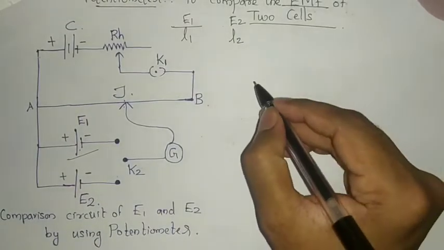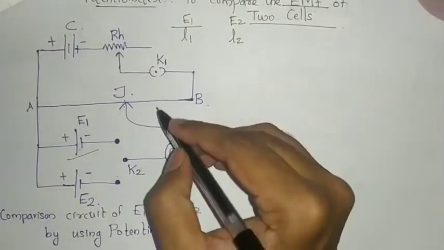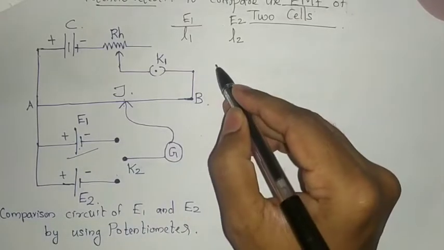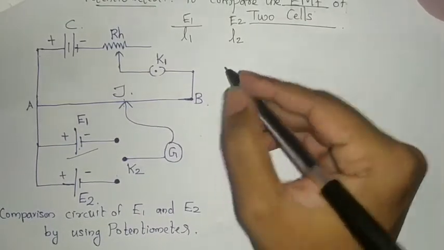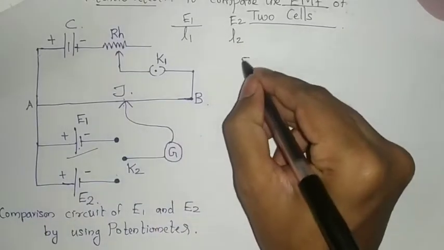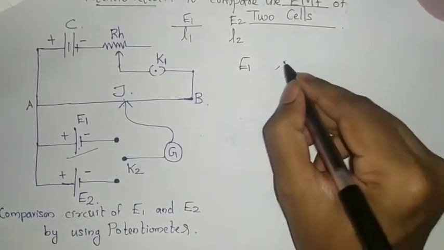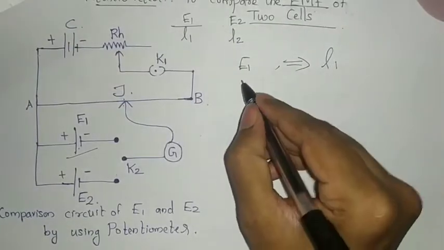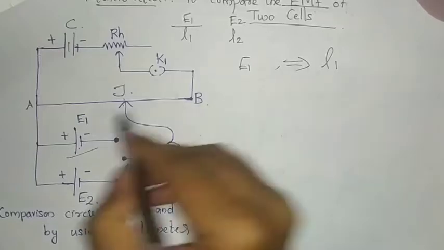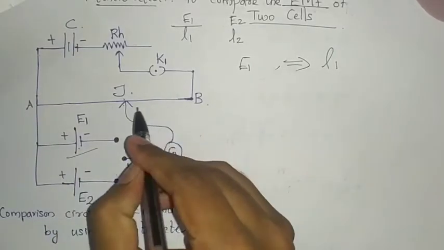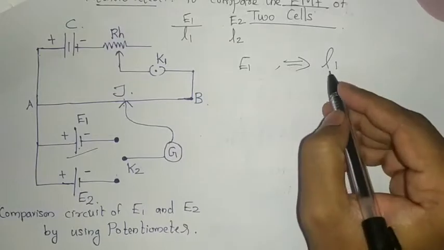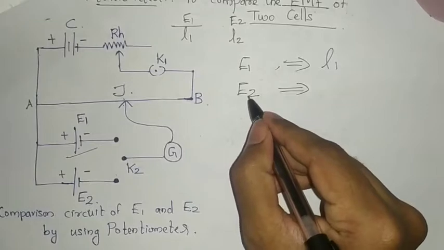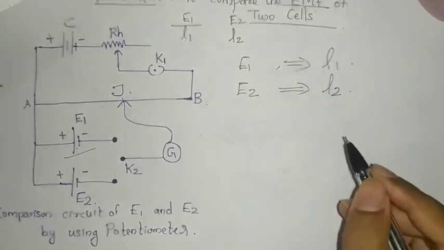Now we have done the connections and the procedures. The cells whose EMFs are to be compared are joined in the secondary circuit, and null points we have obtained one by one. Let the EMF of the first cell be E1 and the corresponding balancing length be L1. By rubbing the jockey over this wire, we get the null point deflection at L1 distance. And as in the previous case, for E2 the balancing length is L2.